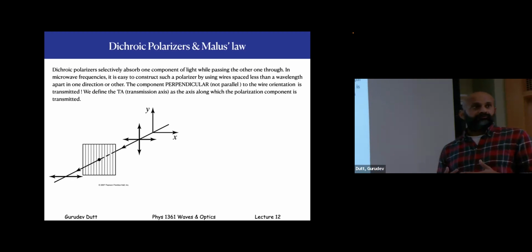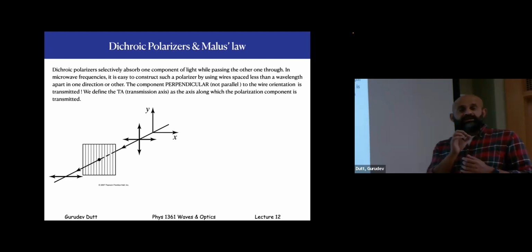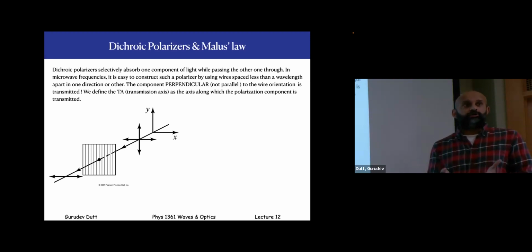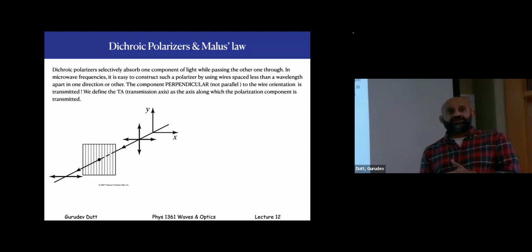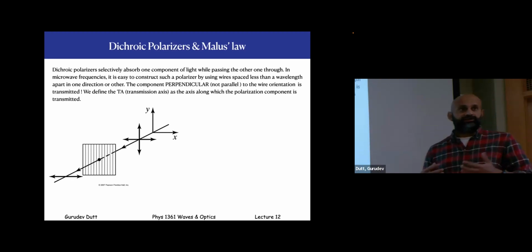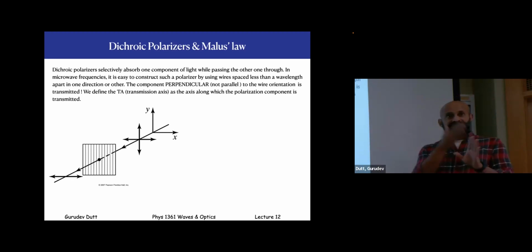Okay. In the optical domain, of course, things are a little harder because now the wires have to be tiny, spaced compared to an optical wavelength, which is usually hard to do by hand. But there are many crystals in which this occurs naturally. Okay, tourmaline is one famous example. There are a few others as well, where the wires, so to speak, are molecules that have been stretched along one axis. And basically that allows you to set up the same sort of geometry.